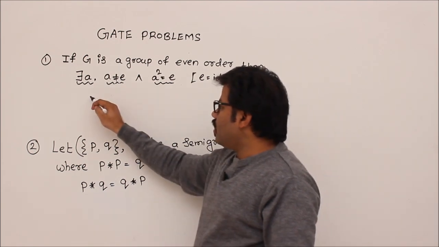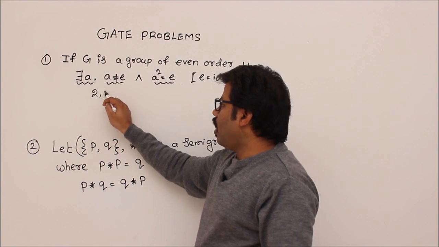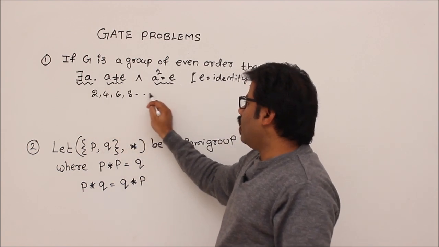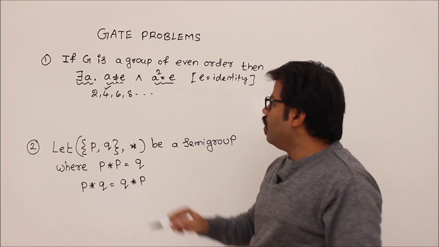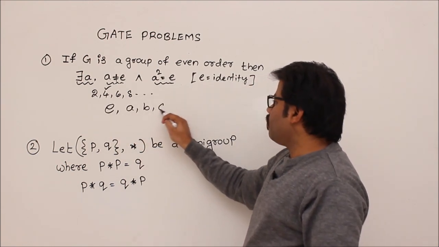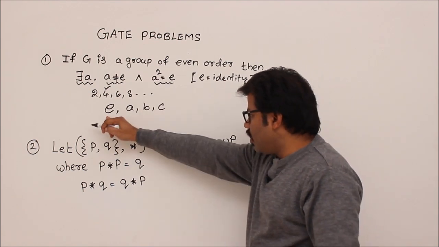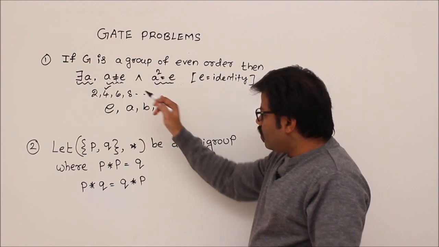So we have to find out why there is such an element in an even order group. We will see. Even order means what? Either 2 or 4 or 6 or 8 and so on, right? Let me take 4 and explain the problem. The identity element is one element, and the other elements let's call A, B, C. So the question says that there is one element among these three, not the identity, such that the element is inverse to itself.